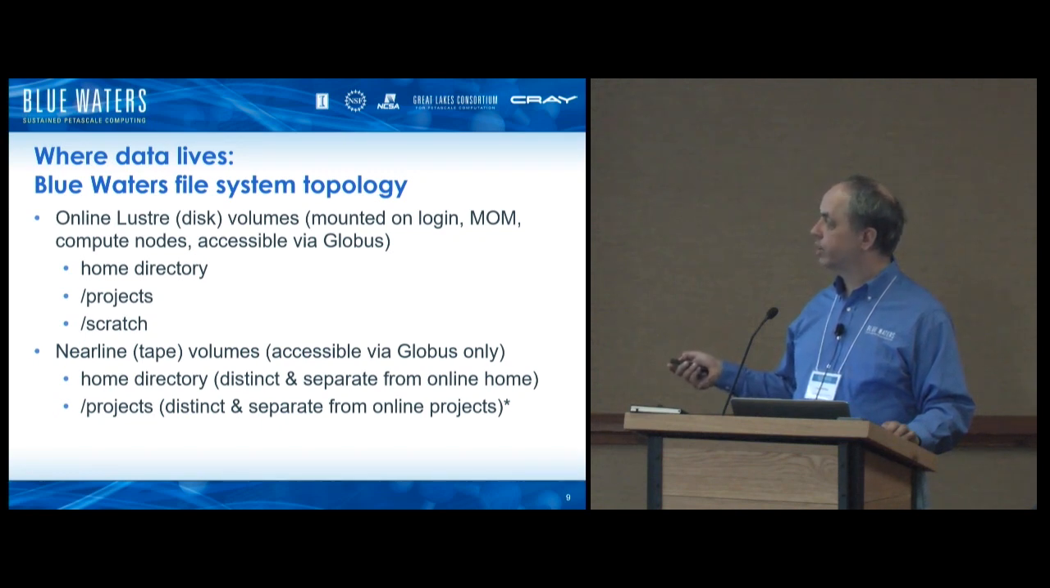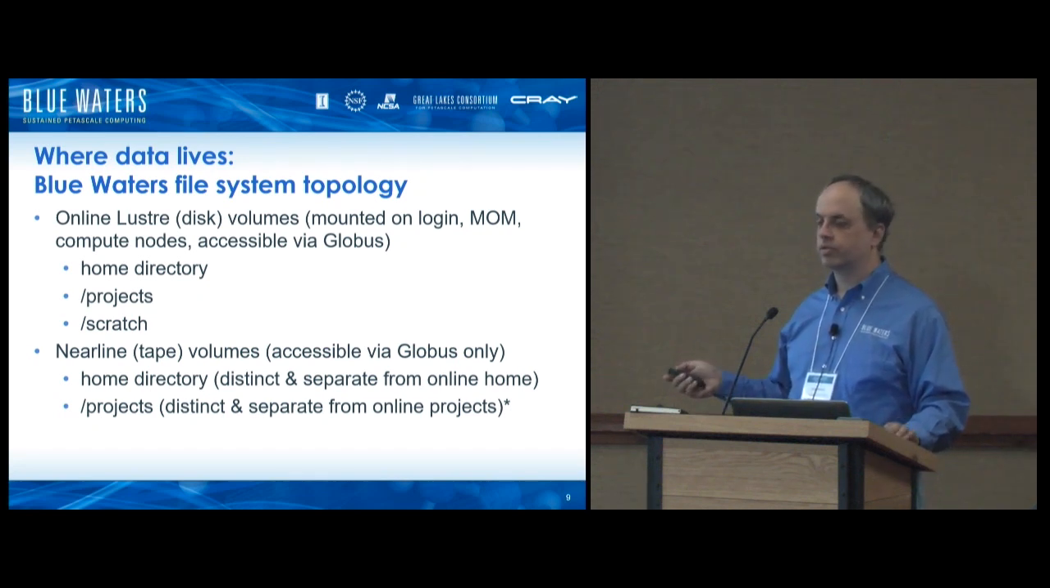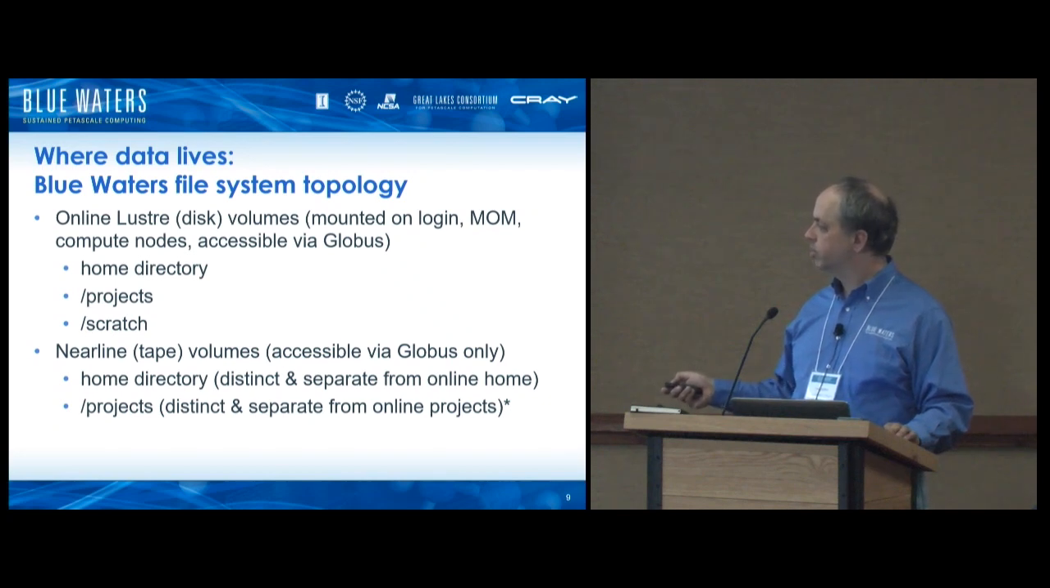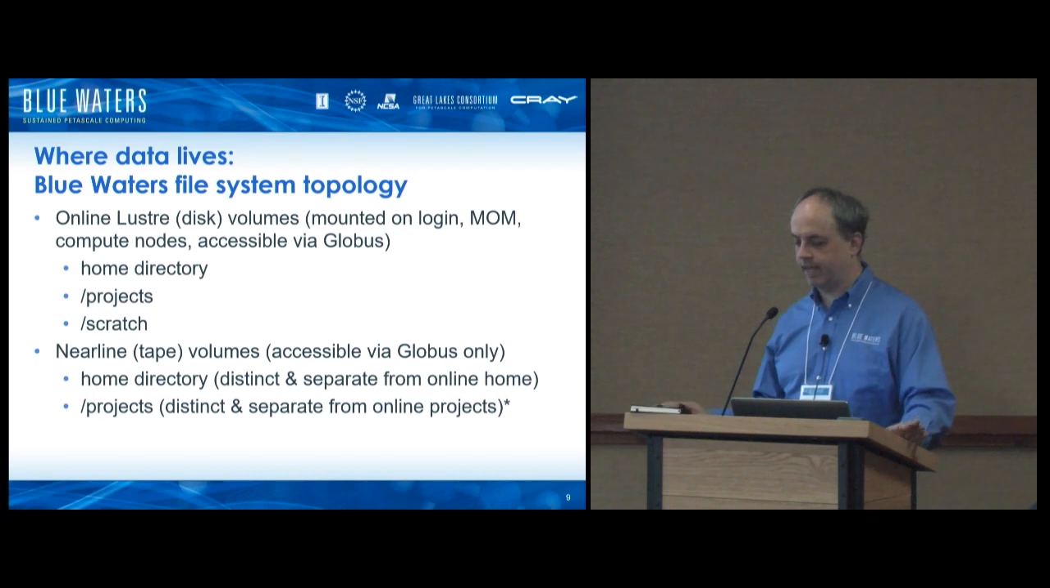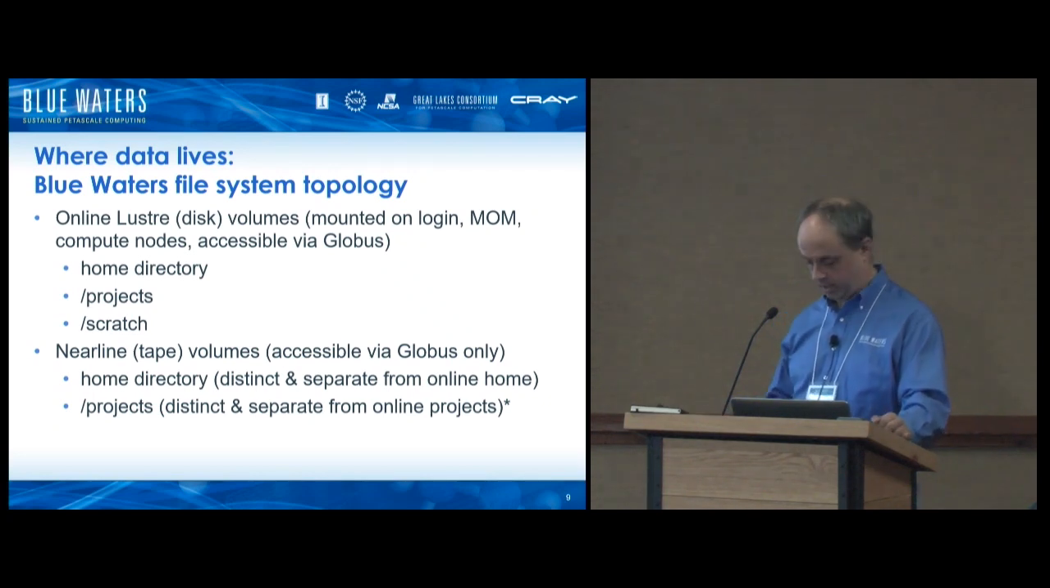You have your home directory, you have your projects directory, which you share with other members of your allocation, and then Scratch, which is allocated by person. Nearline are tape volumes. Those are accessible only by Globus to you. And you have a kind of quasi-home directory, where you can stick personal stuff, but mostly you put stuff in projects. And so there's a home here, a project here, projects here. They're not the same. They are distinct. The underlying file systems and the instances are both separate and distinct.